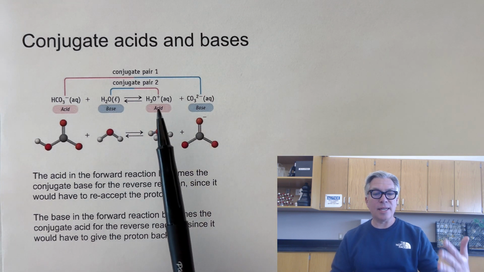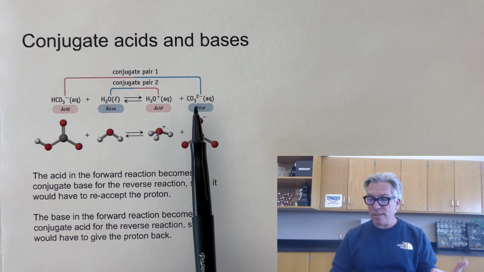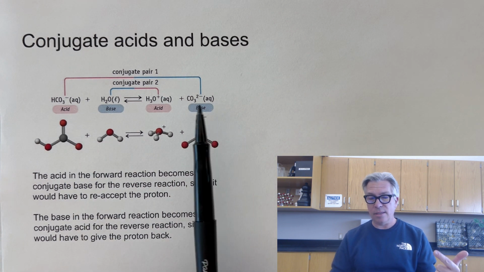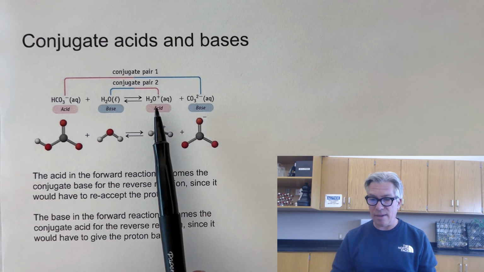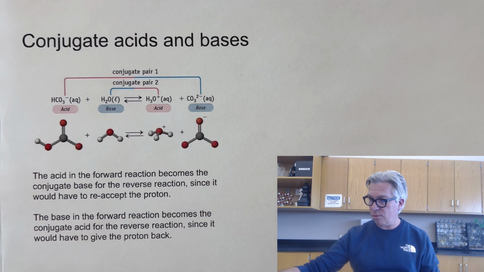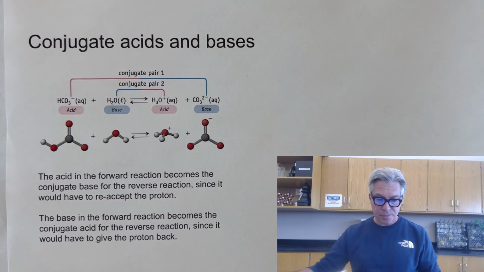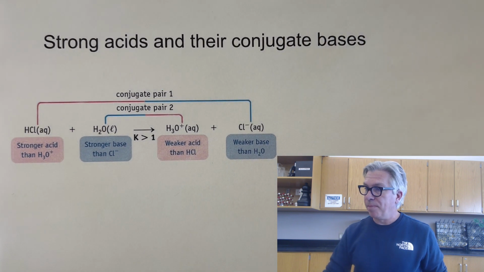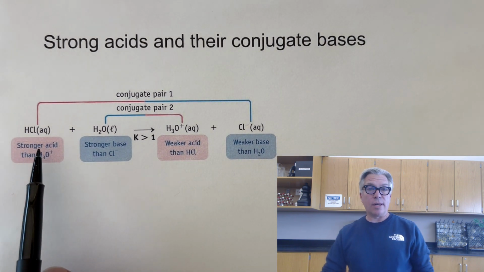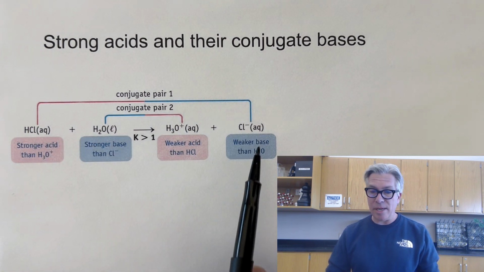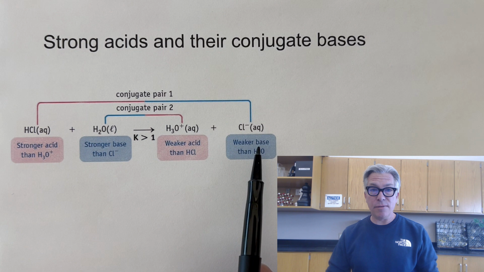So I'll say it a different way. The conjugate base is the acid after it donates its hydrogen. And the conjugate acid is the base after it has accepted the hydrogen. All right, try to figure out a way to keep track of those. And conjugate acids and bases have different strengths because of the way they start. So, for example, hydrochloric acid is one of the strong acids. It'll donate 100% of the time, which means that its conjugate base, chloride ion, is very, very weak.